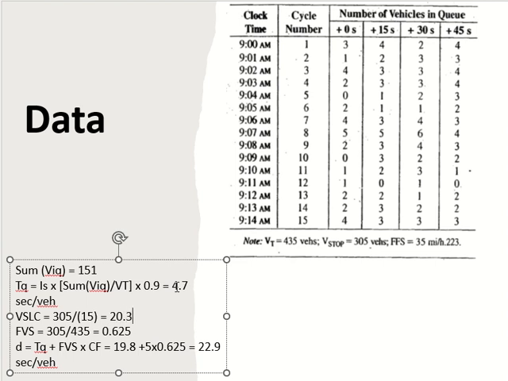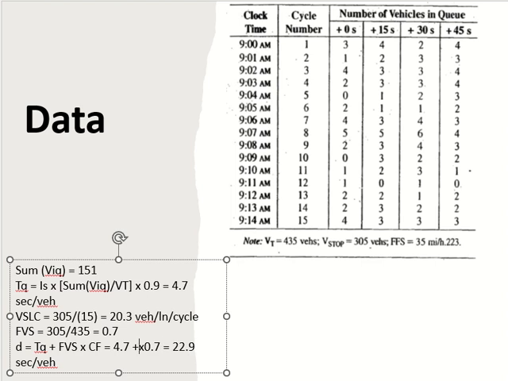20.3 vehicles per lane per cycle. Okay. Then how much is this? 0.7. Okay. So now we'll be doing 4.7 plus we have to find this 7.